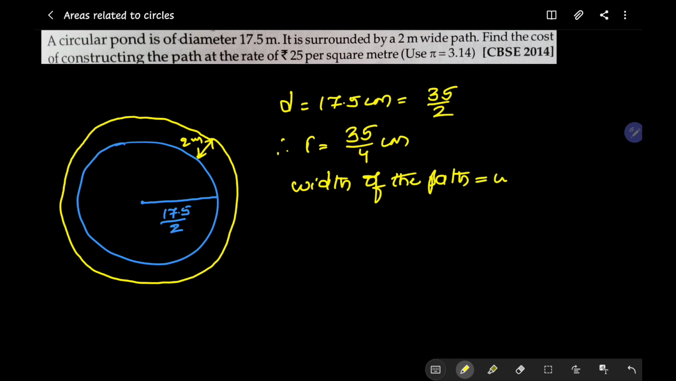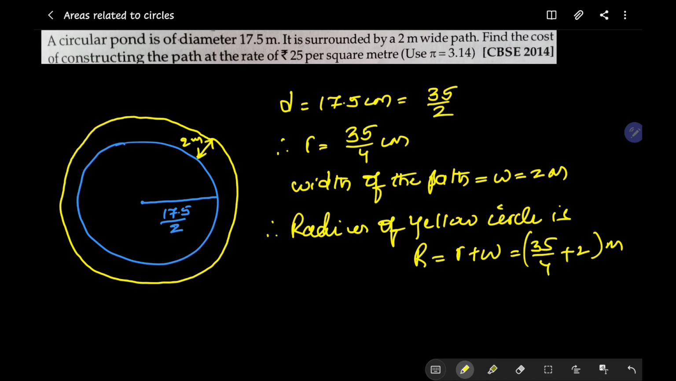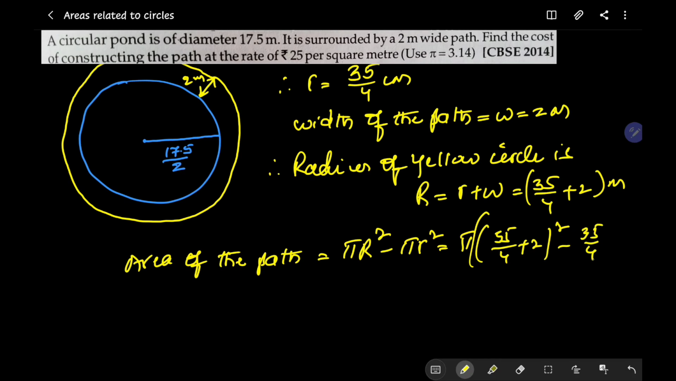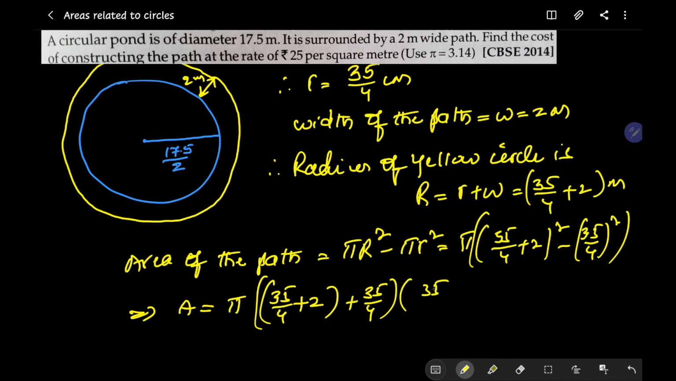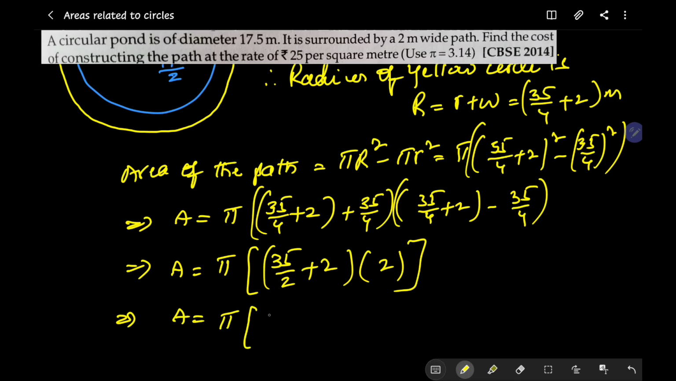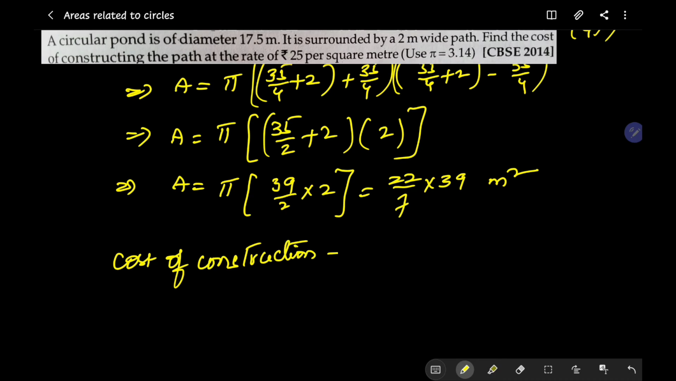Let us assume this as W. The radius of the yellow circle will be the sum of the blue circle radius and the width of the path. To find the cost of constructing the path, first we need to find out the area of it. Subtract the blue circle area from the area of the yellow circle, then we'll get the area of the path. For simpler calculation, I am using the identity a squared minus b squared equals a plus b into a minus b. To find the cost of construction, multiply the area of the path with the cost per unit area.